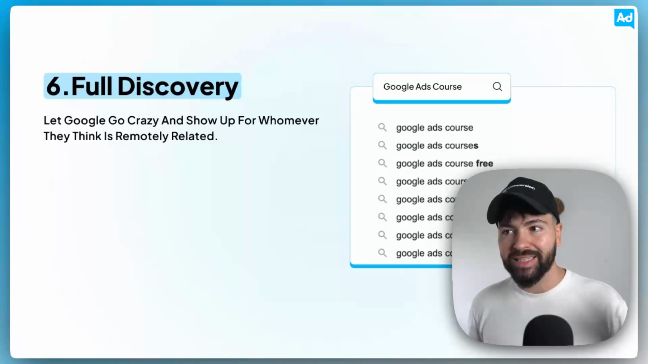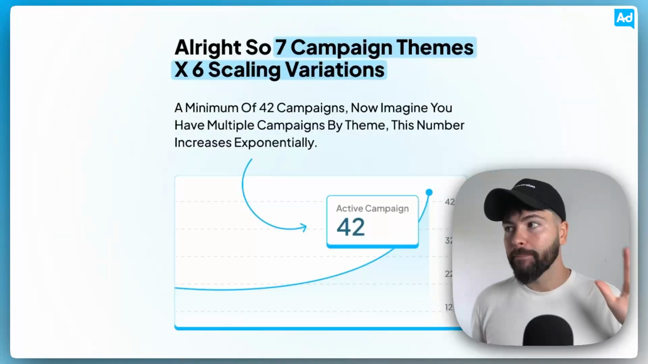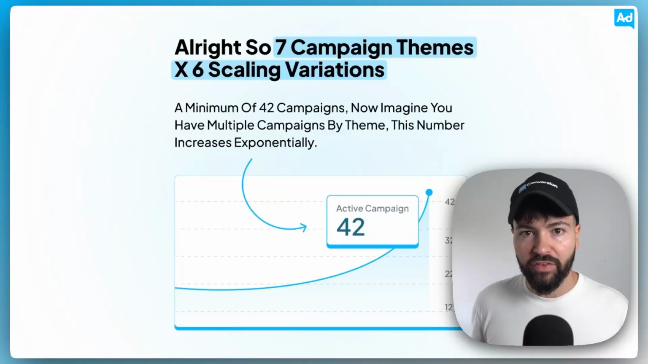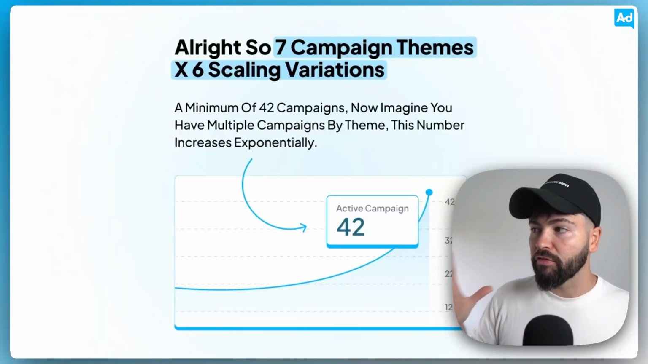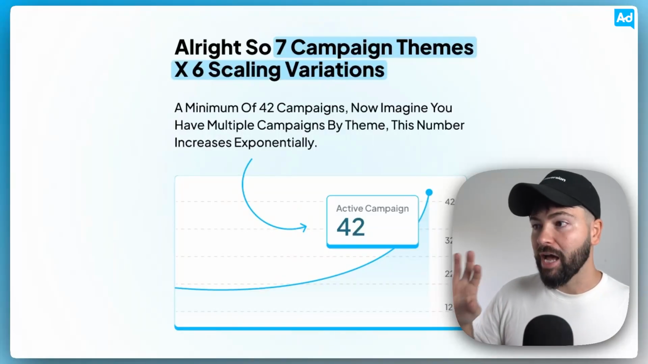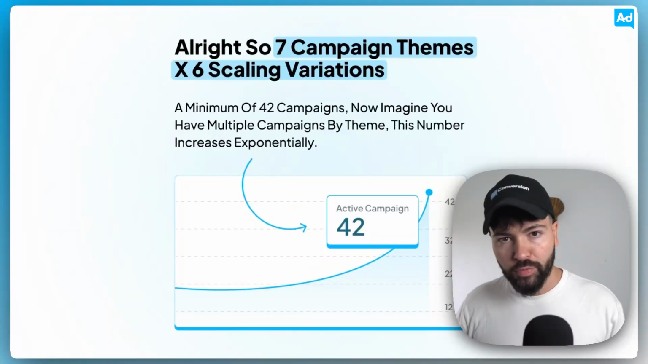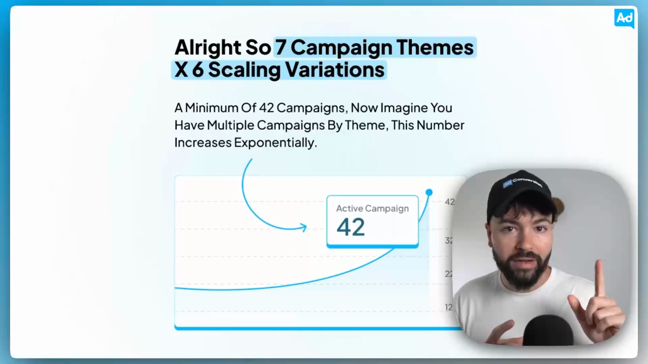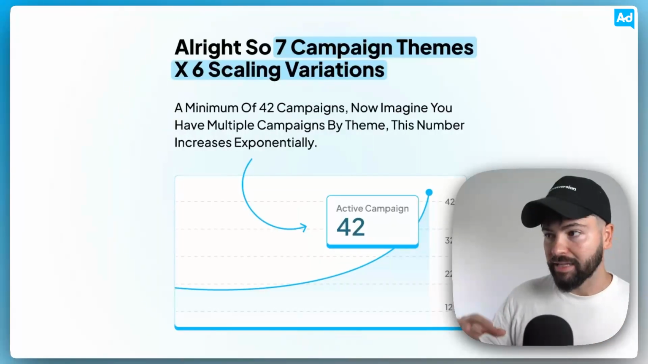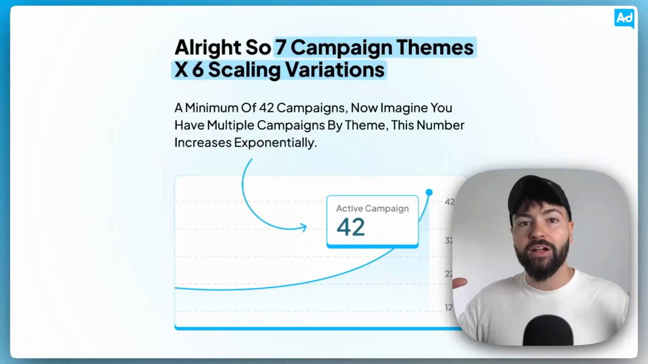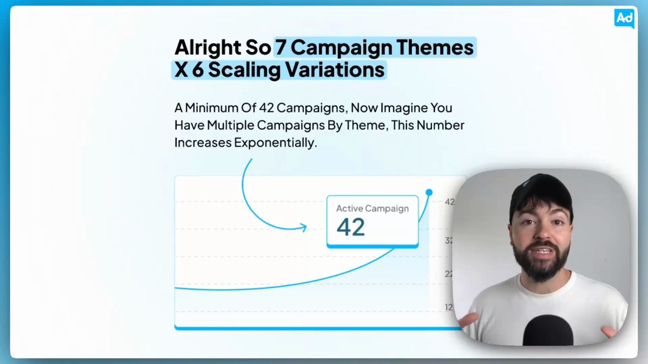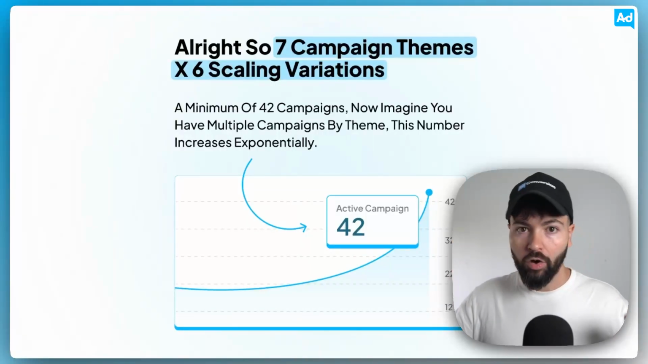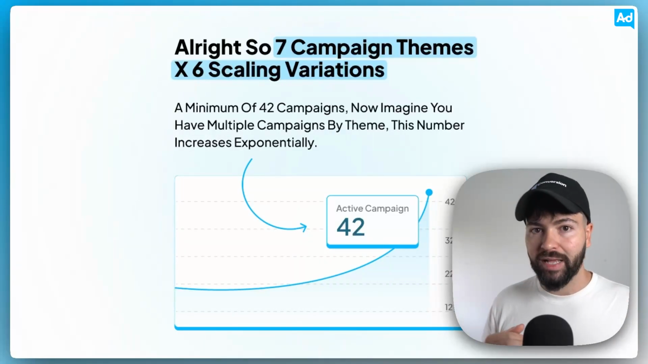So with these 6 different campaign themes, plus those 7 campaign themes, plus these 6 scaling variations, we have a minimum of 42 campaigns. Now imagine you have multiple campaigns by campaign theme. We're assuming you have 1 campaign. Imagine you have multiple, this number will scale exponentially. So think about yourself, your Google Ad account, and hopefully this video gives you a light bulb of all the things you could be doing that you potentially haven't done.